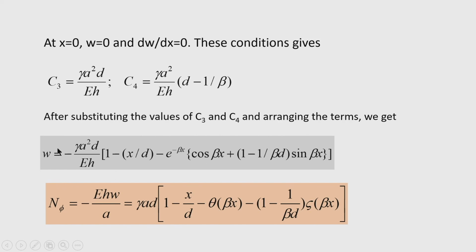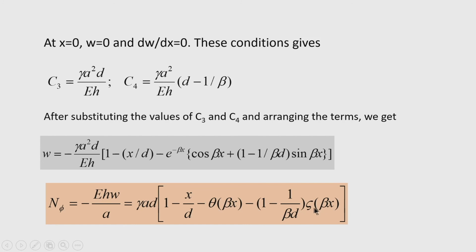So, once you know w, then the membrane stresses, only one membrane stress is of importance, that is n phi, others are insignificant in the problem and these are neglected. So, n phi equal to minus E h w divided by a, and substituting w here, we get n phi as gamma a d into 1 minus x by d minus theta beta x minus 1 minus 1 by beta d. So, this is one constant parameter multiplied by another function xi beta x.